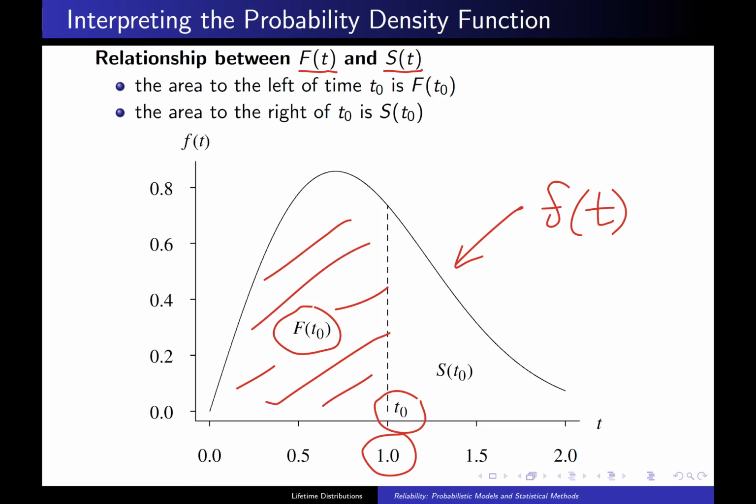The area to the right of t0 is S of t0. So this area to the right of t0 is S of t0. And that is how the probability density function f of t and the cumulative distribution function capital F of t and the survivor function all relate to one another.